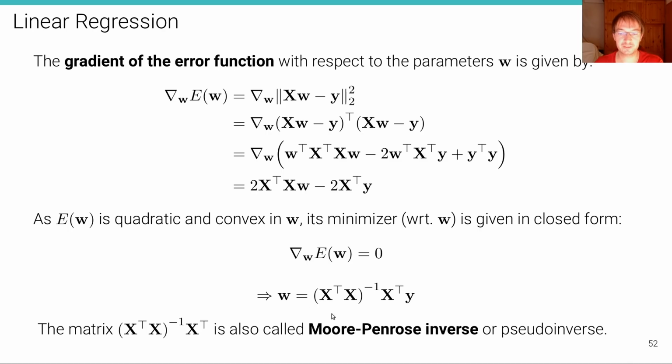And this matrix here is often also called the Moore-Penrose inverse, or the pseudo-inverse, because it allows us to compute the inverse of a non-square matrix, which is the minimizer of this least squares problem.